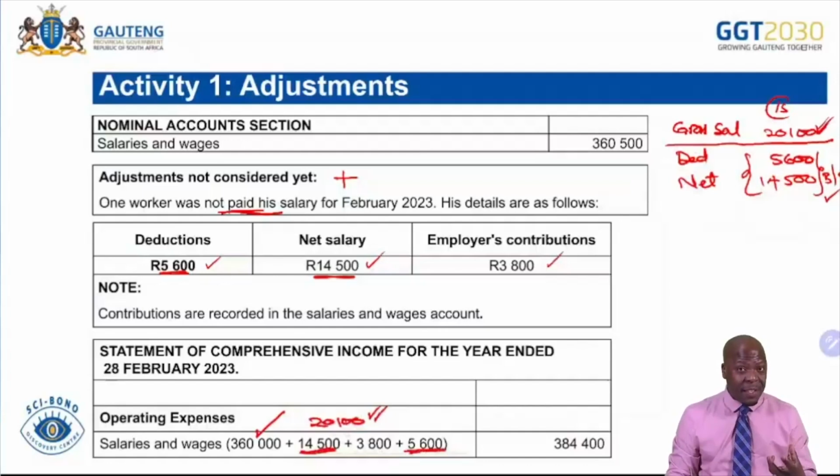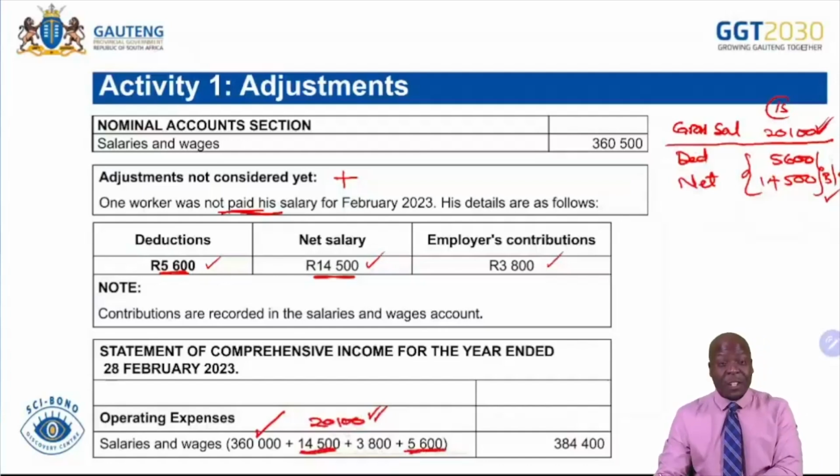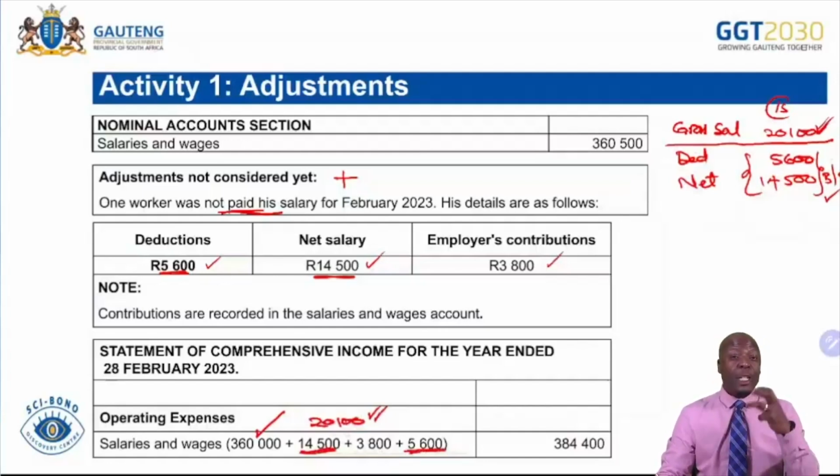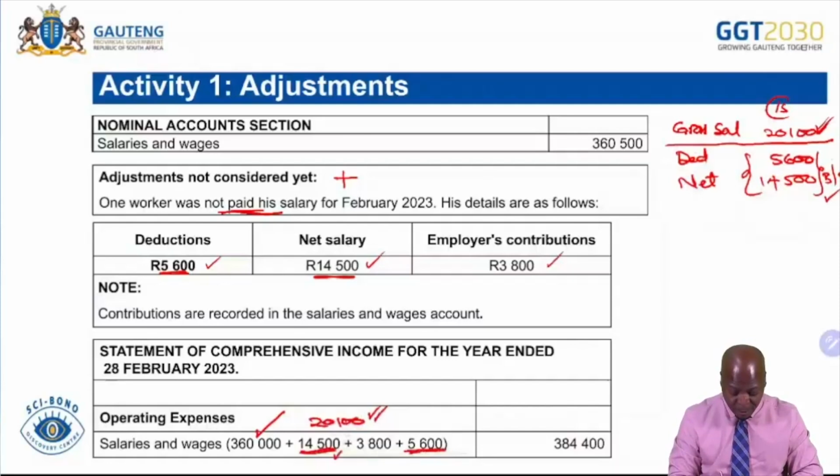What I'm trying to tell you is, the moment you are given the deductions and the net, always remember that you must add them to get the gross. And the gross is what we show in the income statement. So even if you show them separately as 14.5 and the 5.6, you are still correct, because the addition of the two gives you the gross. If you brought us 20.1, still very correct, because we record the gross.